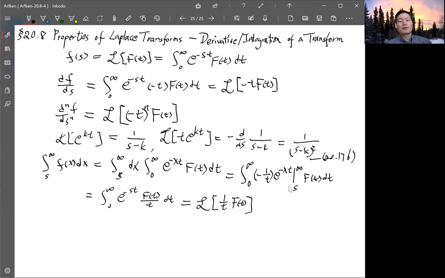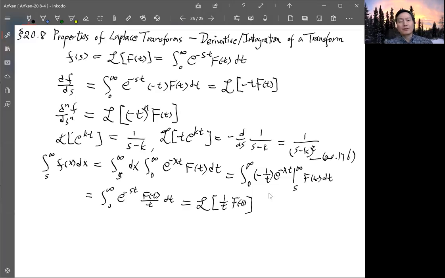Okay, so you see that for the derivative you multiply by t, and for the integration you divide by t. Obviously you can keep doing that if you have multiple integrations; you keep dividing by t. Of course, when you divide by t, you are assuming this function exists when t goes to zero. So that is implicitly assumed.